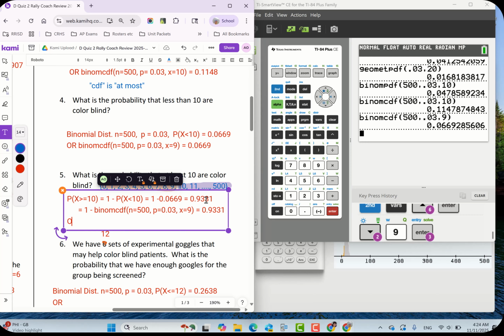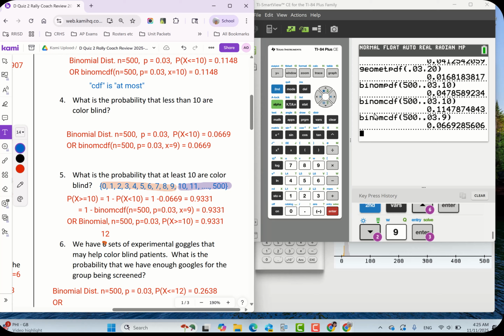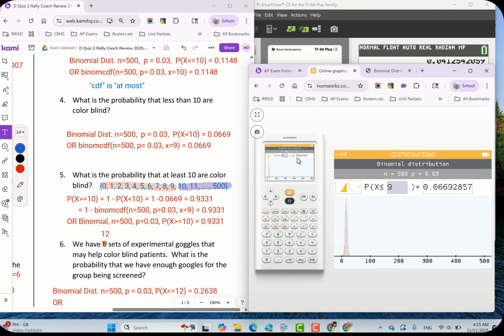Now, the other work you could do, if you're doing like a NumWorks or a Desmos Statplet, is tell me the distribution, tell me n, tell me p, and then give me what you're looking for: X is greater than or equal to 10. You don't have to do the 9 adjustment for the other technologies. All right, so you can pretty much do that there, and let's go ahead and do it.